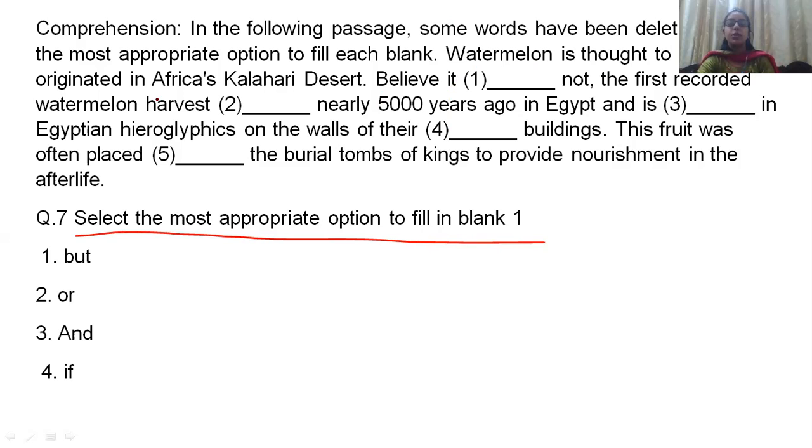Watermelon is thought to have originated in Africa's Kalahari Desert. Believe it, not. Believe it, but not. Believe it or not. Believe it and not. And believe it if not. Generally, when you are giving a choice, believe it or not. So, or is used as a choice option. So, the correct answer will be believe it or not.